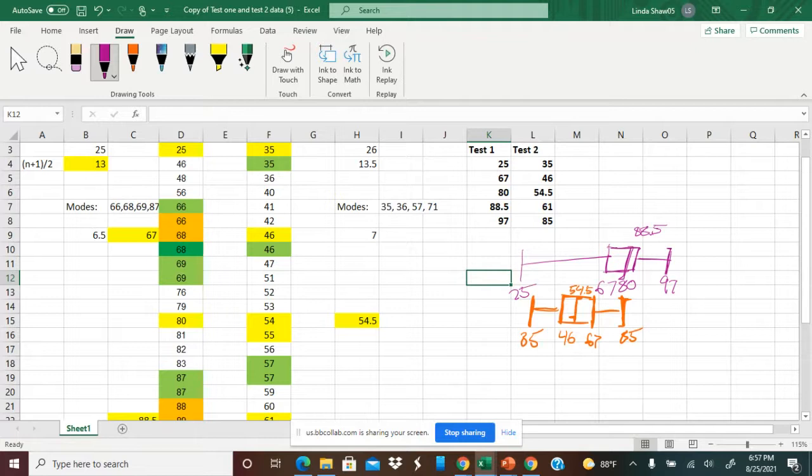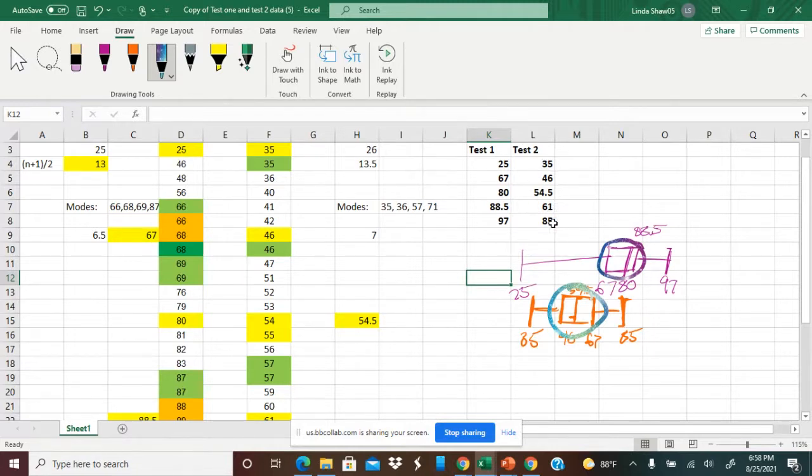In this case, that box is called the interquartile range, or IQR. And again, we'll sometimes talk a little bit about that. That's a range of numbers. So the interquartile range of that first one goes from 67 to 88.5, and on the second one, it's the other numbers, 46 to 61.